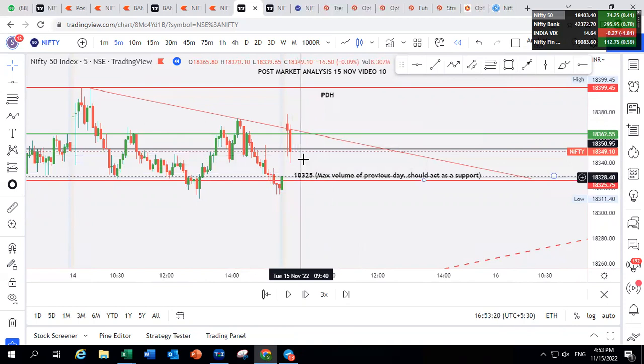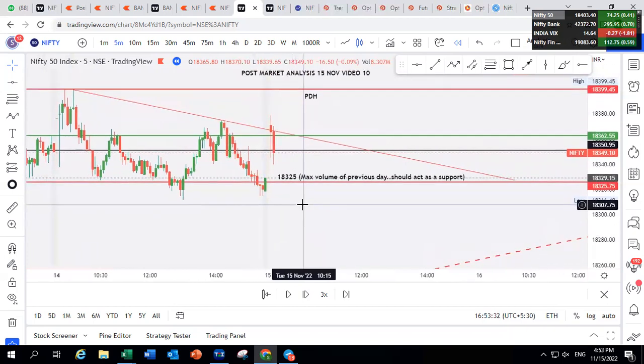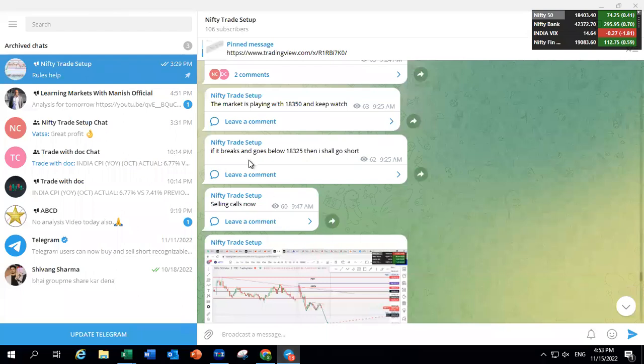Now, my thought process was that if I take a put, then my support is 18325, which is 18350 to 18325, only 25 points. So am I going to sit in the market for only 25 points? My answer is no. I'm going to sit in the market for at least 50, 60, 70, 80 points. Therefore, I decided that only if it breaks 18325, I am going to go short in the market by selling puts.